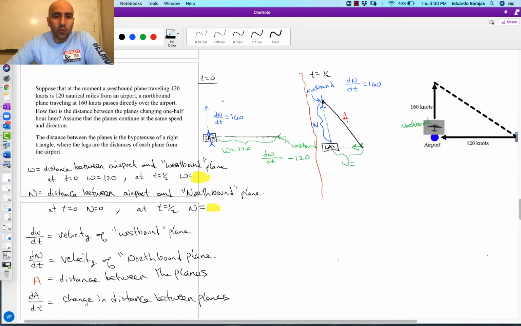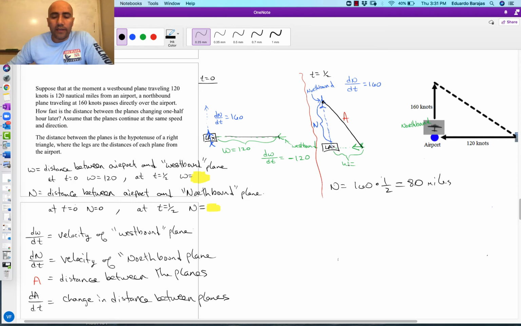We have the case when time equals 0, and then we have the case when time equals 1/2 hour later. Now, the northbound plane is traveling at a fixed speed of 160 knots, 160 nautical miles per hour. So when t equals 1/2, n is going to be equal to 160 times 1/2. N is a distance. So if it's traveling 160 nautical miles per hour for half an hour, you're going to get a value of 80 nautical miles.